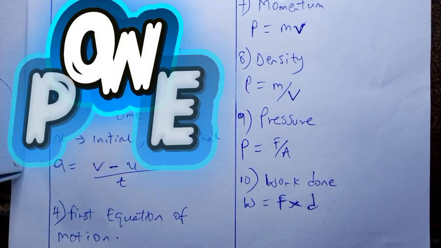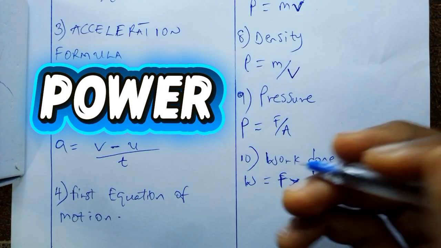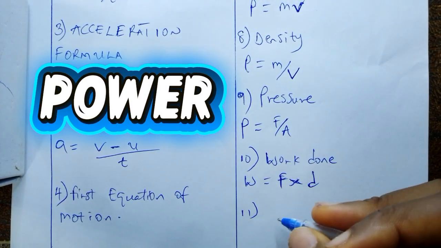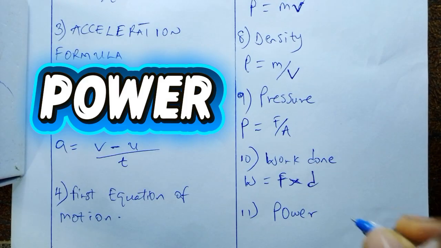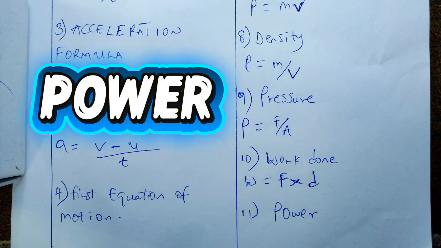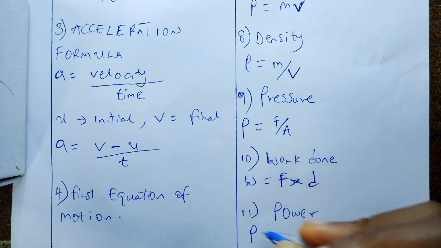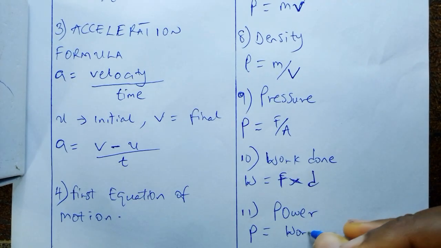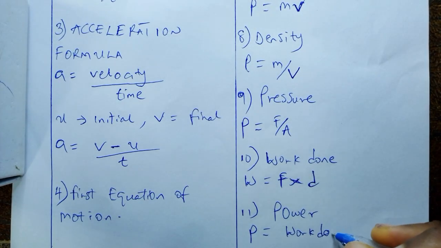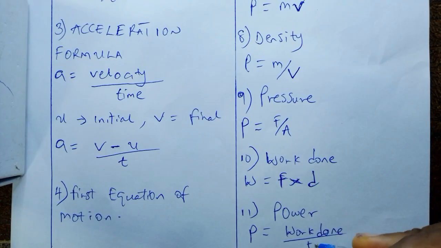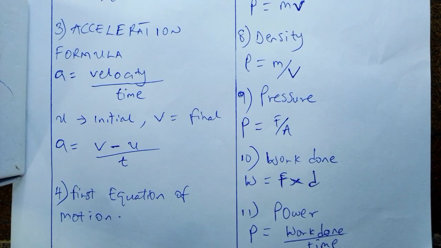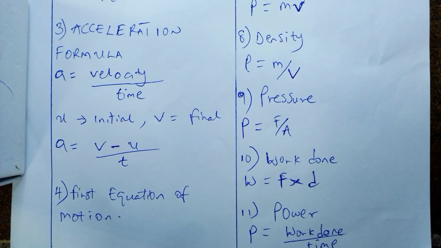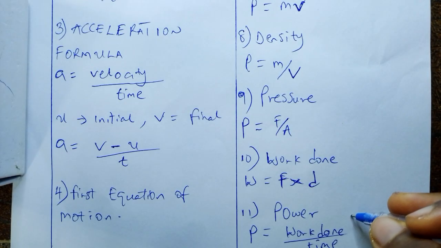Formula 11. Power. Power is work done all over time. So power P equals work done all over time. And the SI unit for power is what? Watt.